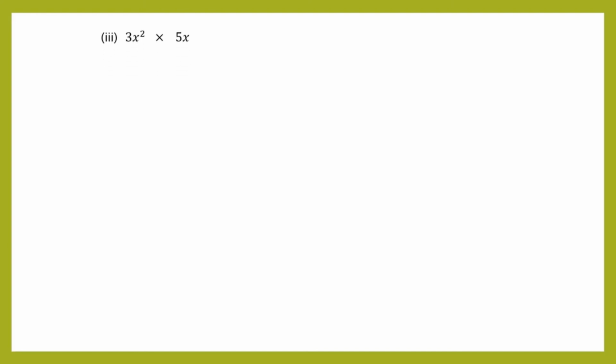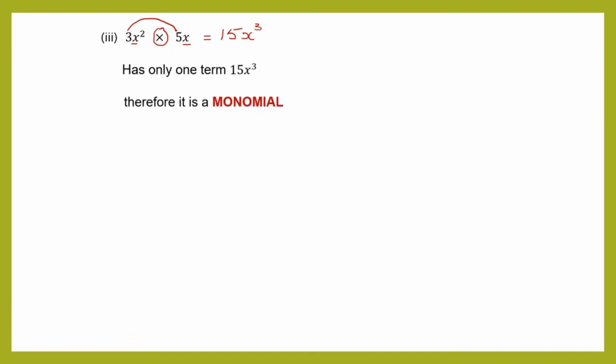Here I have 3x squared separated by a multiplication sign. That means I can work this out to make it a single term. I can multiply the numbers first. 3 5s are 15. And I can multiply my variable. There are 2 there and 1 here. It becomes 15x to the power of 3. So now that has become one term. Therefore, it is a monomial.